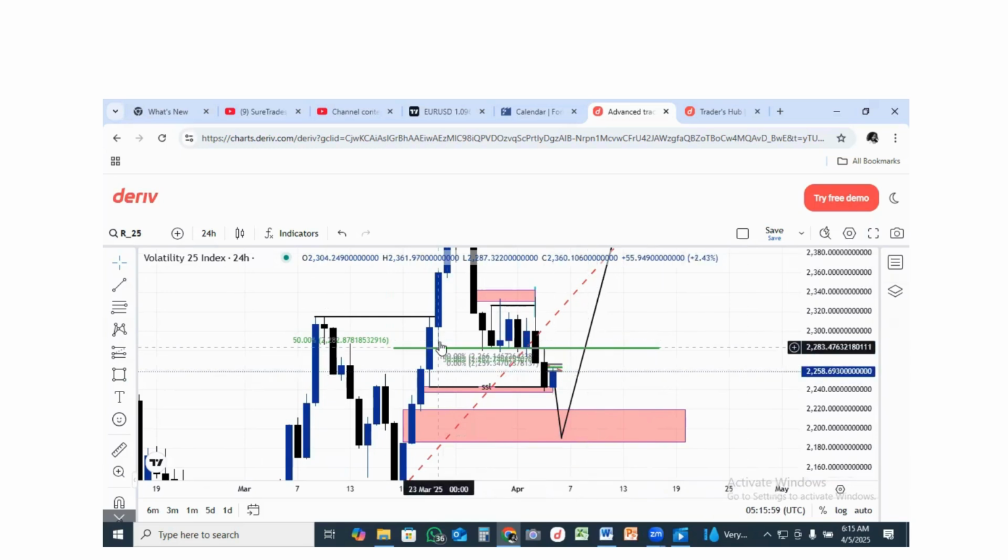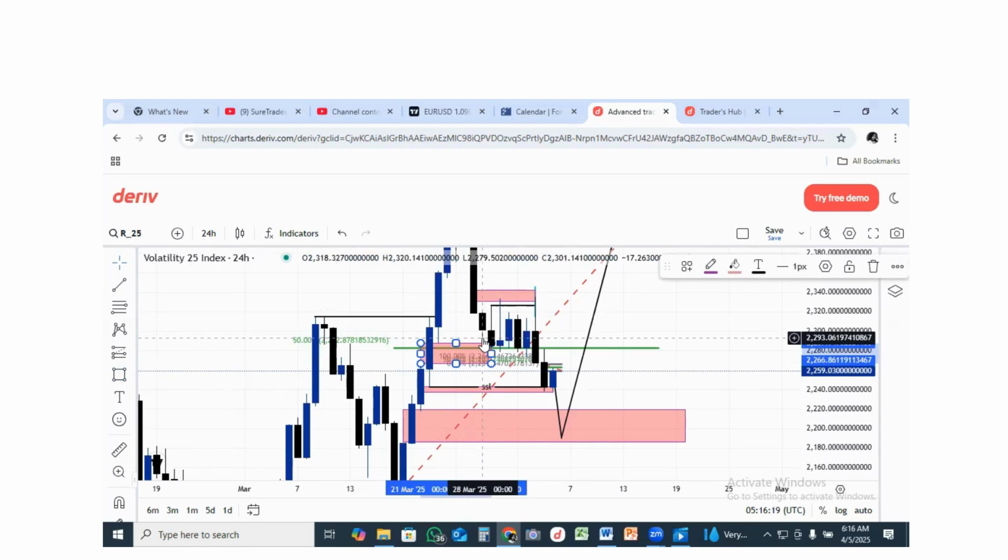Now, I saw this fair value gap in between discount and premium, this particular fair value gap here. So price actually, let me delineate it. All right, so you see that? When I saw that price hit this fair value gap, I knew it would reverse. So this is the information.